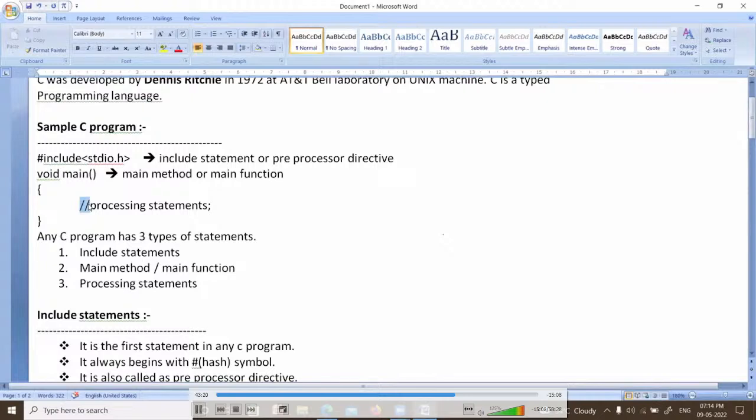A comment is a message which improves the clarity of the program. It improves the readability of the program. It improves the understandability.